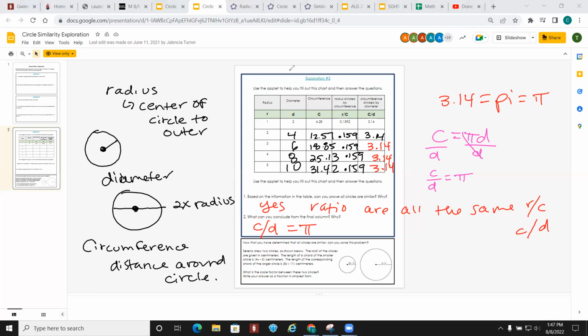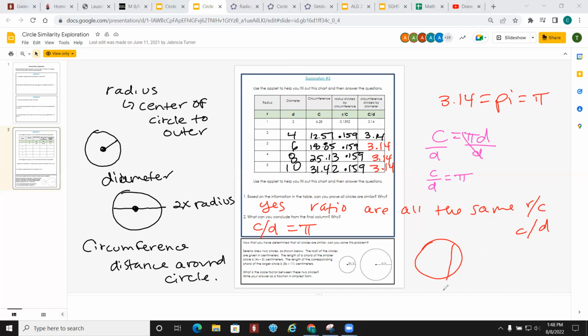Somebody in my last class asked me, what's a chord? Just in case you didn't know, a chord is a line that goes through the circle but doesn't pass through the center. So like this would be a chord.